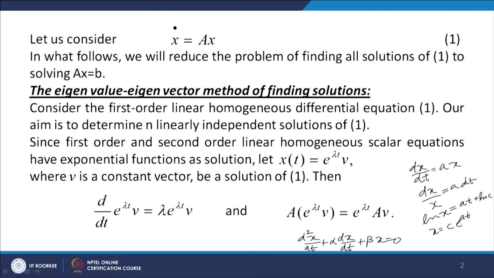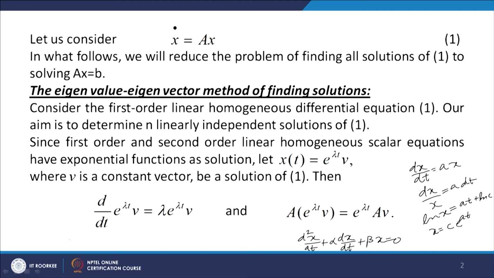Therefore, what we do is we consider x t equal to e to the power lambda t into v, where v is a constant vector, and take it to be a solution of equation 1. Now, let us see what happens when you put e to the power lambda t into v in equation 1. On the left side we have dx by dt. So, d over dt of e to the power lambda t into v gives you lambda times e to the power lambda t into v.